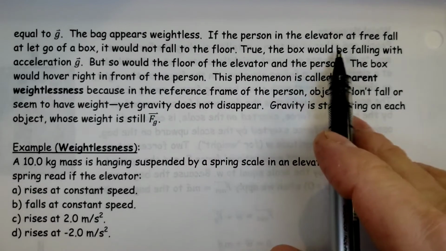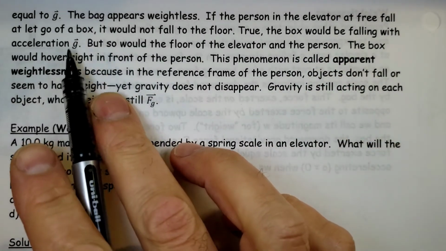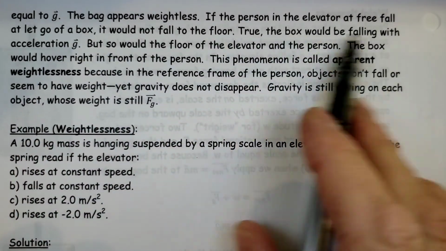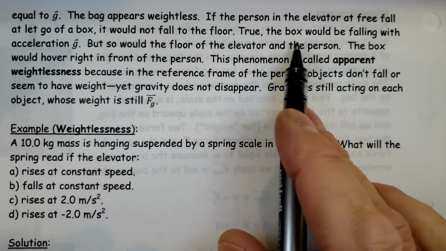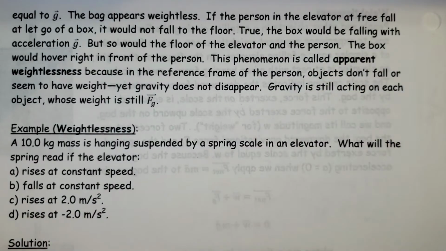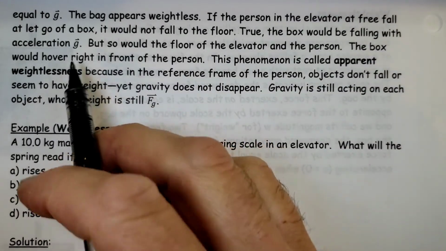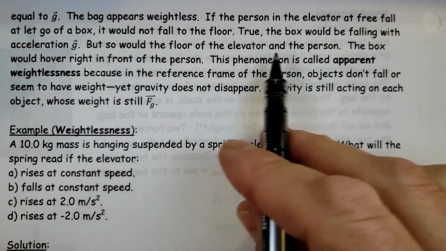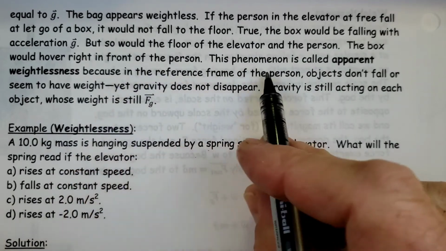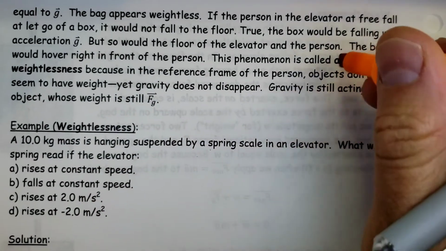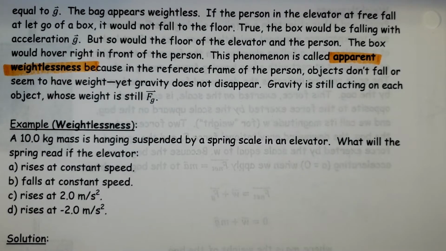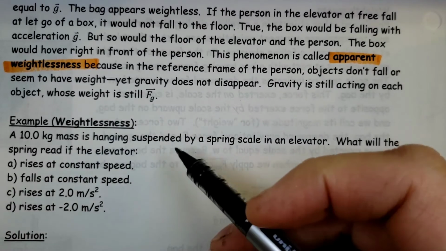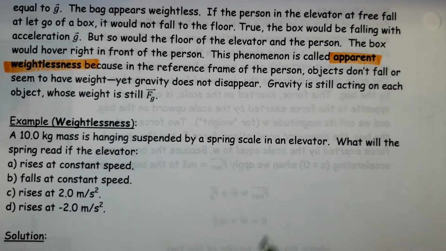So the person in the elevator at free fall, if they let go of the box, it would not fall to the floor. It would just simply float there, just like the person would be. So the box is falling, but in terms of the person inside the elevator, things appear to be weightless. The box would hover right in front of the person. This phenomenon is called apparent weightlessness to the person inside. Of course, if it was a glass elevator and someone on the outside was looking at this, they would see everything fall. But according to the person inside, that's the apparent weightlessness.